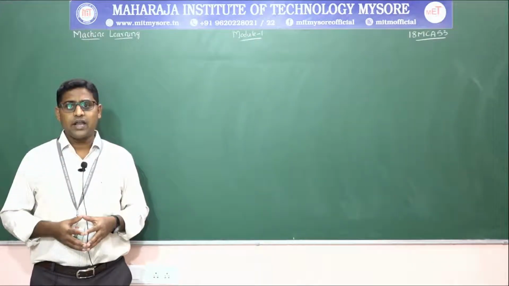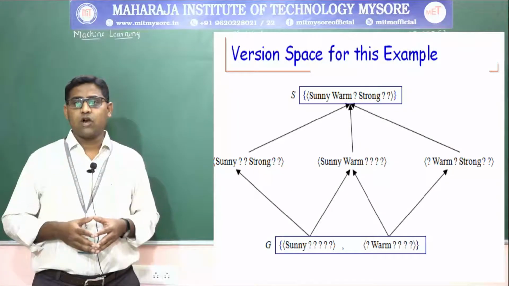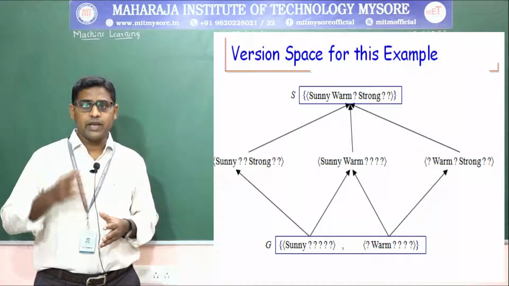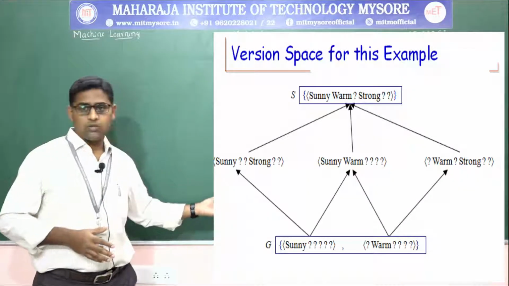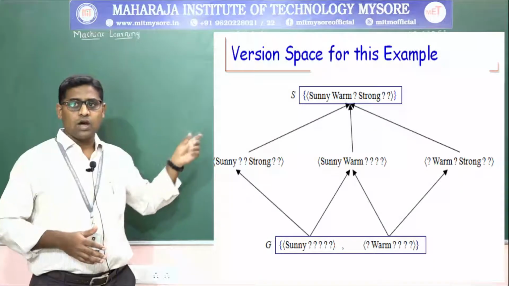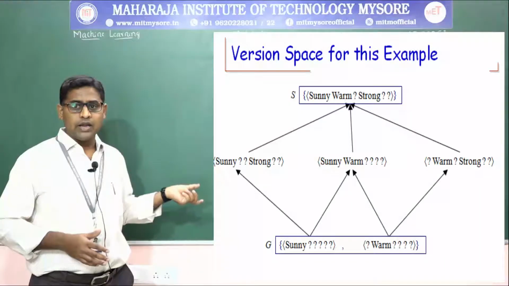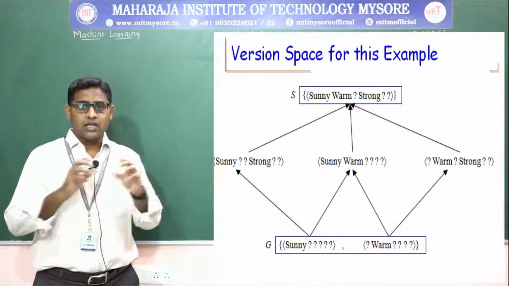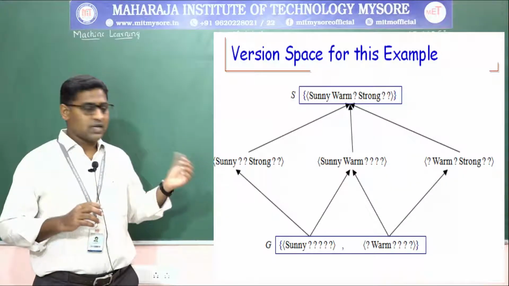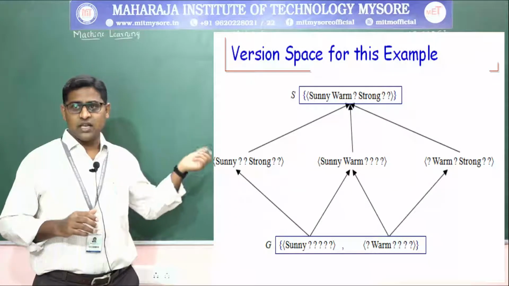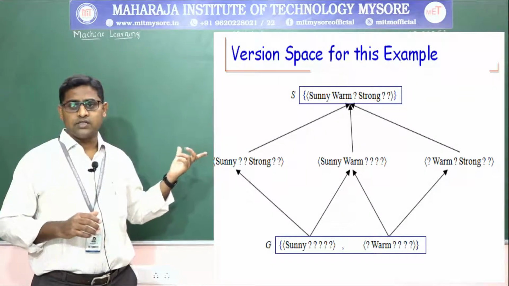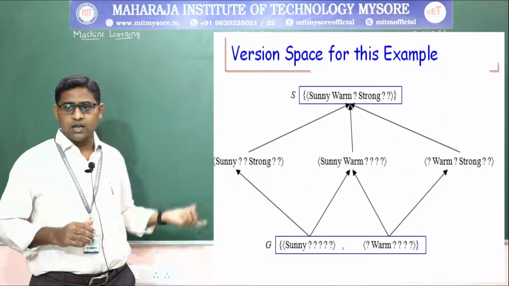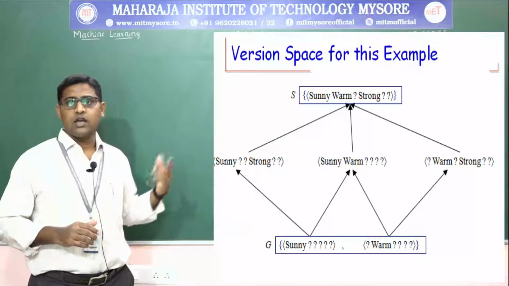For a better understanding of the version space in this example: the top level holds the specific values, Sunny, Warm and Strong, and the bottom level holds the generalization, Sunny and Warm, with the rest generalized. The middle level is the version space, which consists of Sunny, Strong and generalization; Sunny, Warm and generalization; and Warm, Strong and generalization. It is the subset of hypotheses between the specific values and the generalization. That is what is called the version space.